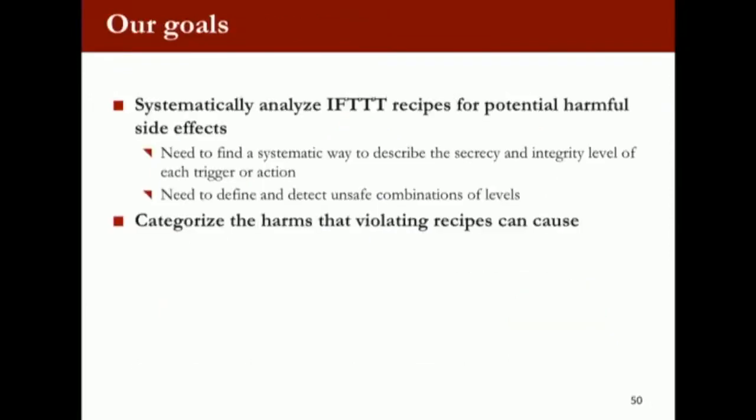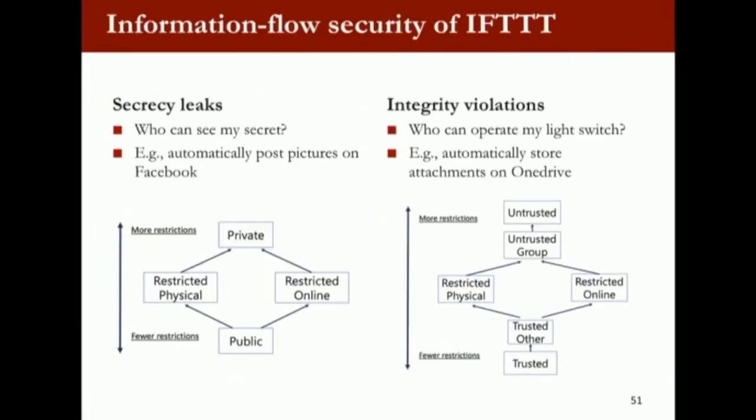So here what we're doing is fairly practical work. We sifted through all the public "if this then that" recipes and tried to systematically analyze what the secrecy and the integrity problems are. Essentially, we view this as an information flow problem: figure out what secrecy labels we can assign to all these recipes, and the same with integrity, and find problems there.